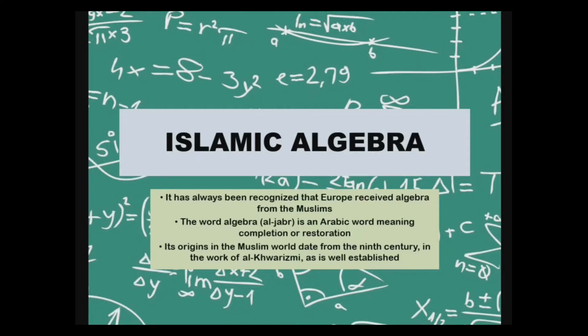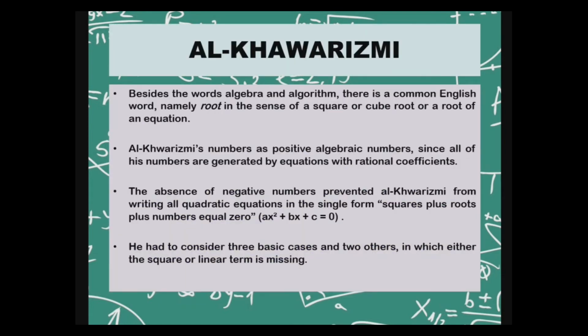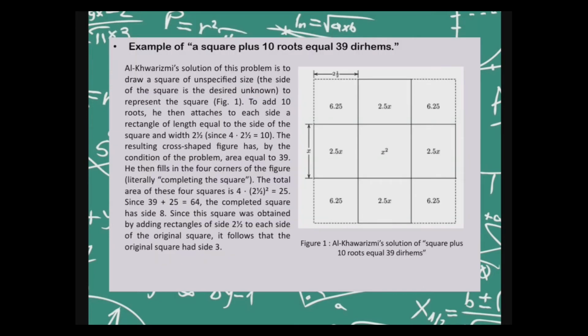Islamic algebra. The word algebra means completion or restoration, and comes from the Arabic word al-jabr. Al-Khwarizmi is well known as the father of algebra. He discovered the quadratic equation. The solution to these equations is by using the method of completing the square. You can go through the explanation here.